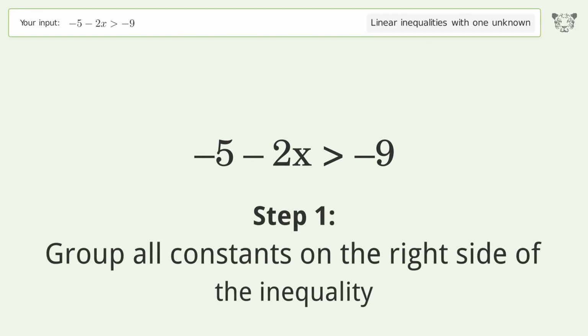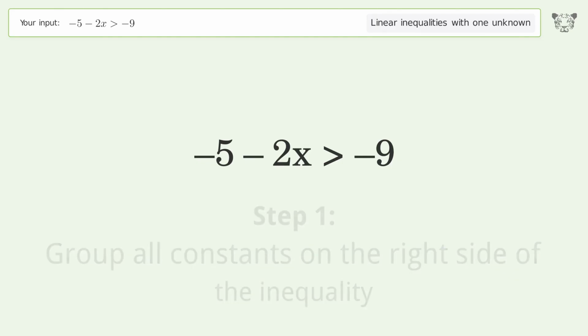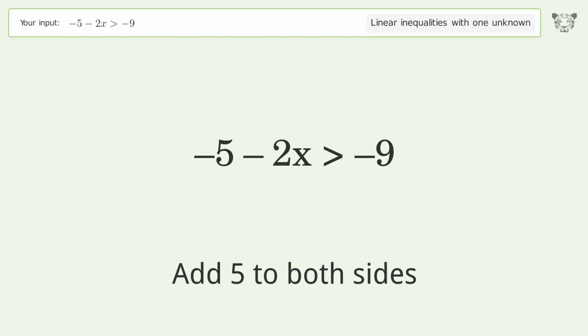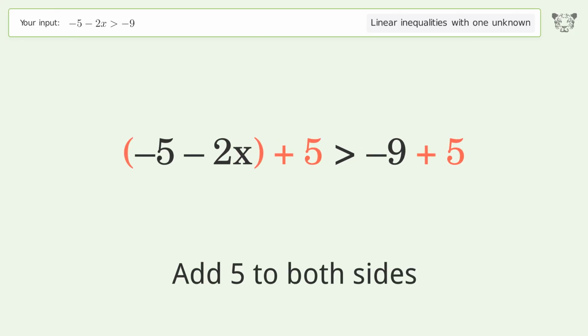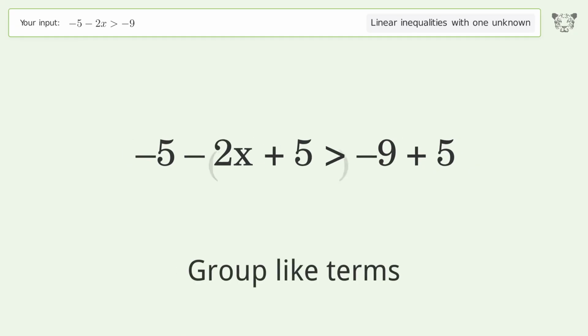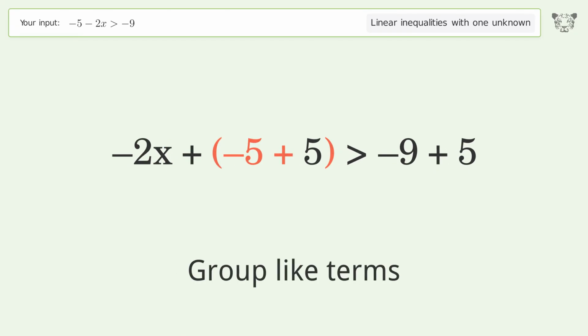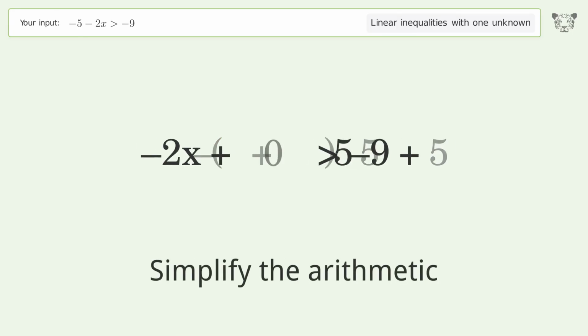Group all constants on the right side of the inequality. Add 5 to both sides. Group like terms. Simplify the arithmetic.